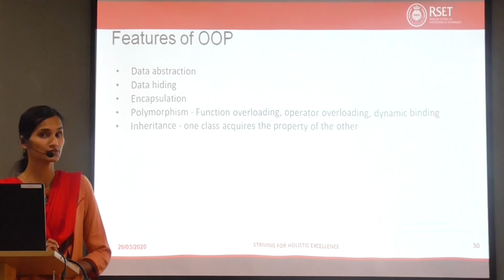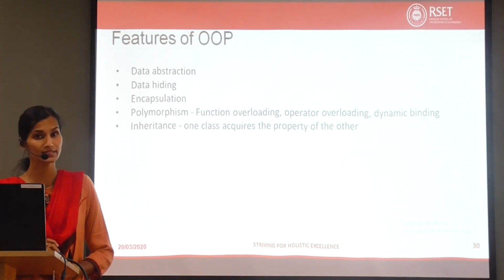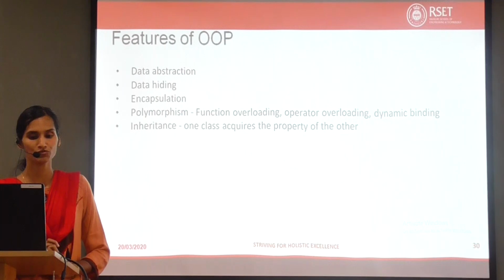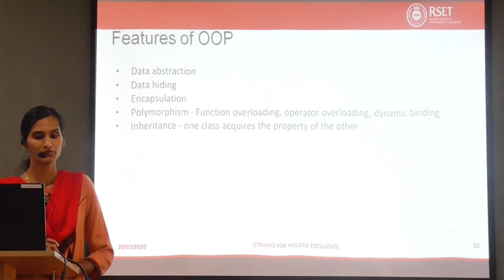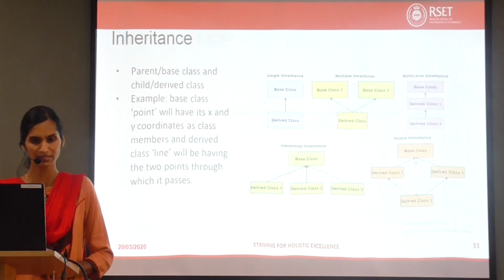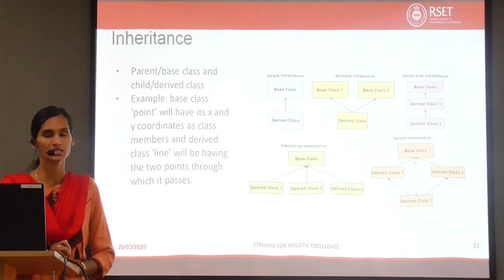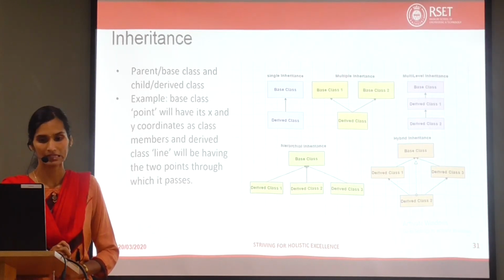Polymorphism, as we have seen with function overloading properties before. You can also do operator overloading and dynamic binding. So we have already seen these topics of function overloading before. The new thing that we are discussing here is inheritance. That is, one class can acquire the property of the other. I will simply speak one line about it: a parent base class and a child derived class.